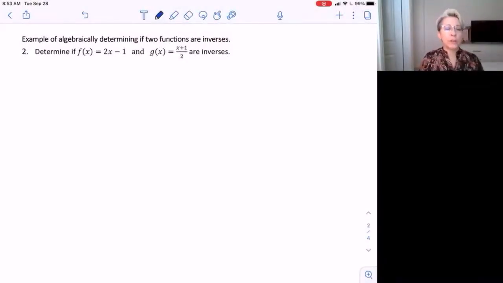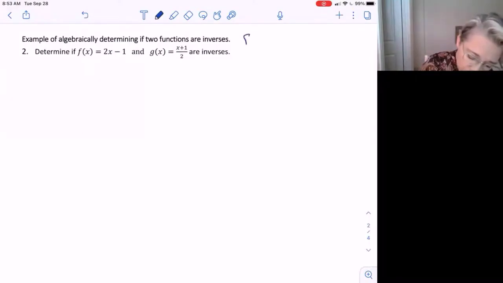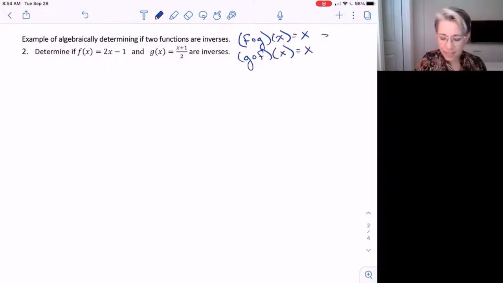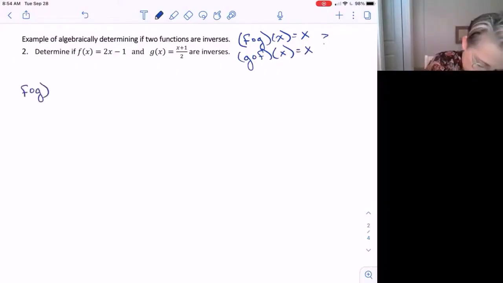In example 2, we want to determine algebraically if two functions are inverses. Well, if you recall from above, that means we have to determine if the composite function f of g equals x, as well as the composite function g of f equals x. Okay, that is what we need to find out. So let's do f of g first. So remember, we want to keep writing f of g means f with g of x being input.